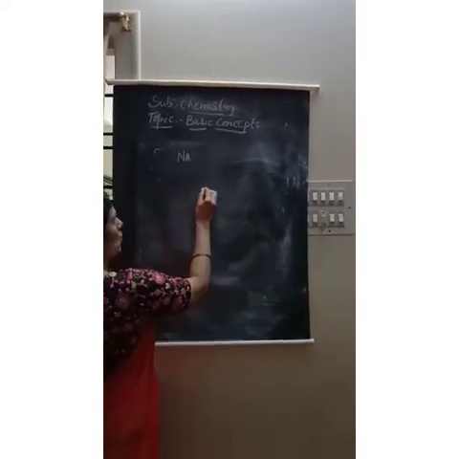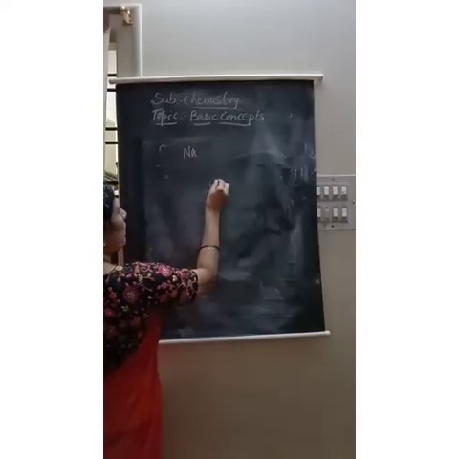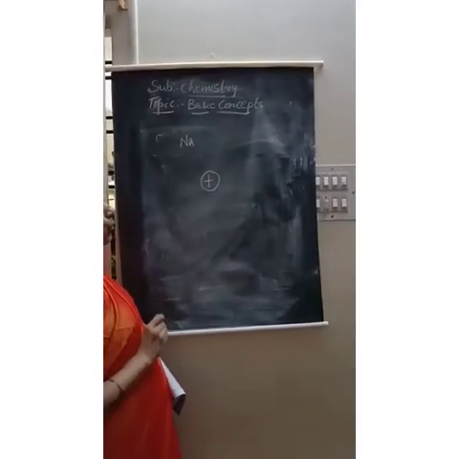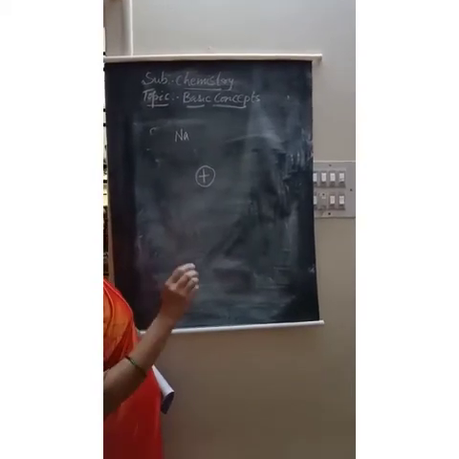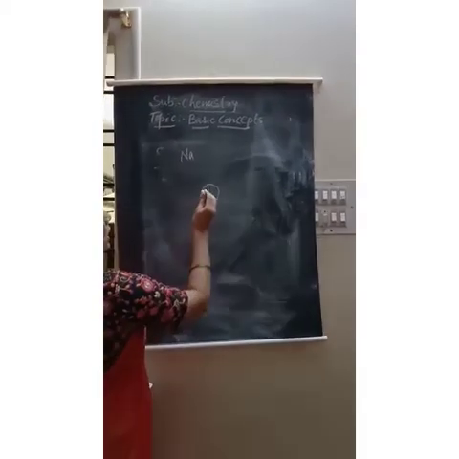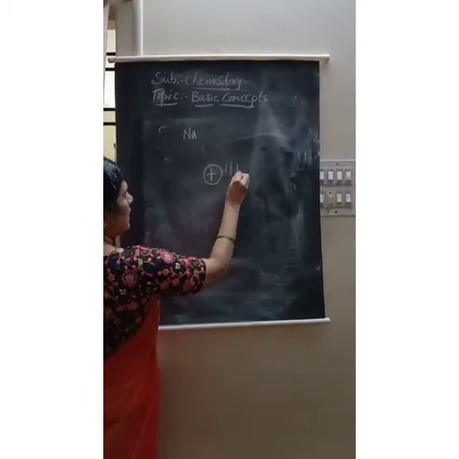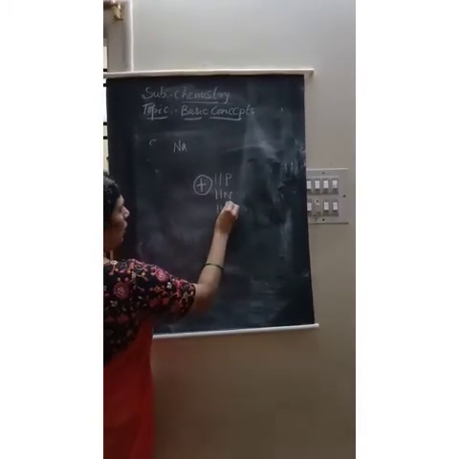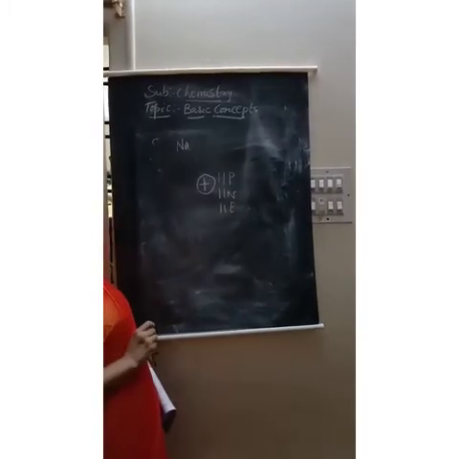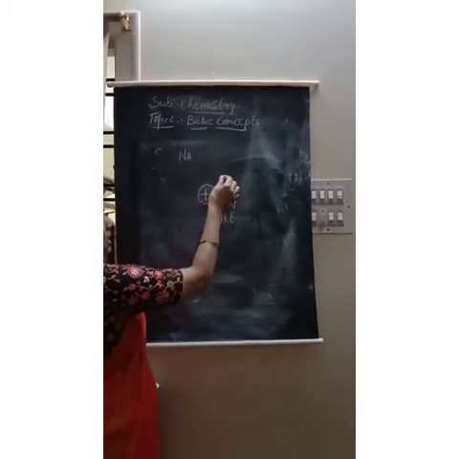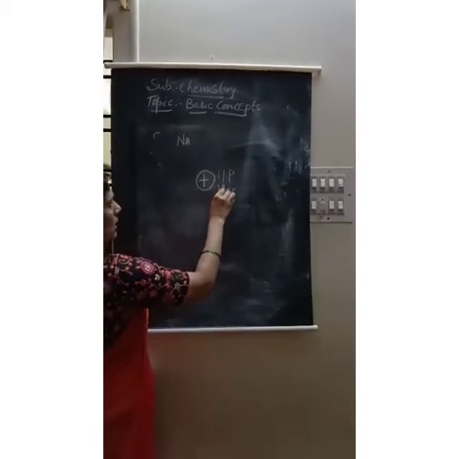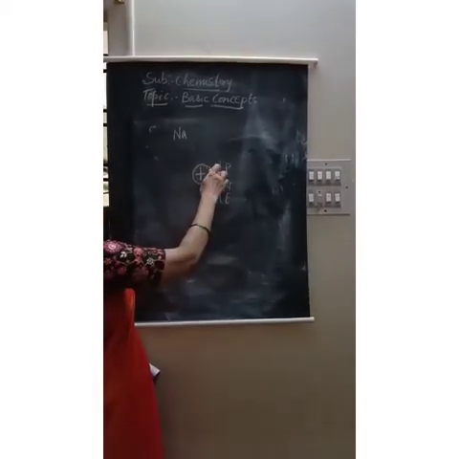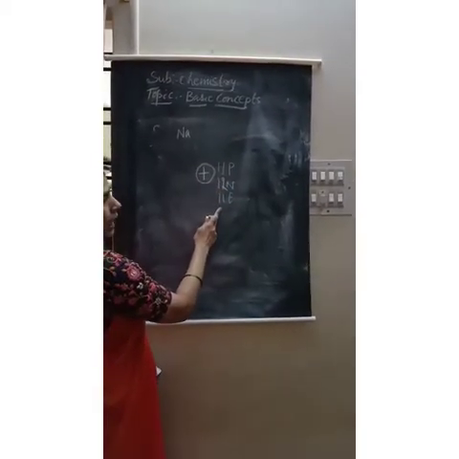Let us consider the sodium atom. The sodium atom consists of protons, neutrons and electrons, right? Here 11 protons are there, children, and 12 neutrons, and 11 electrons. So 11 protons, 12 neutrons and 11 electrons are there.